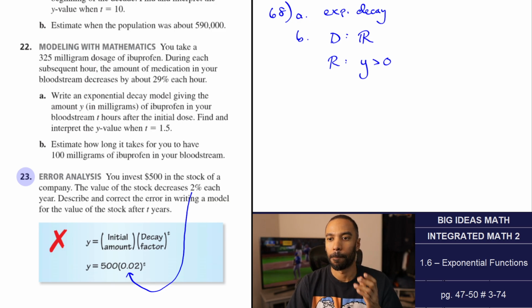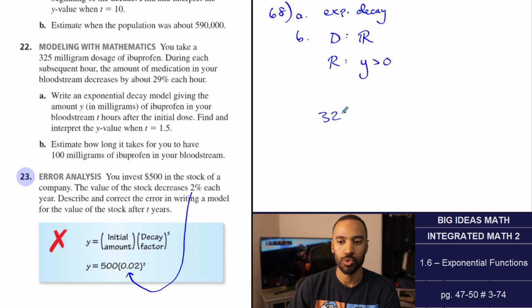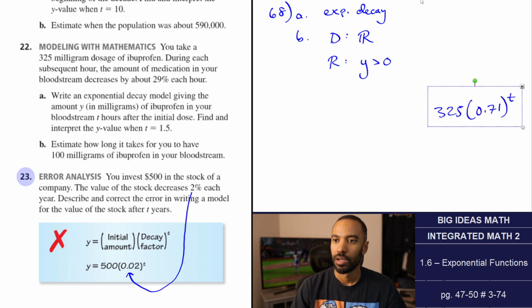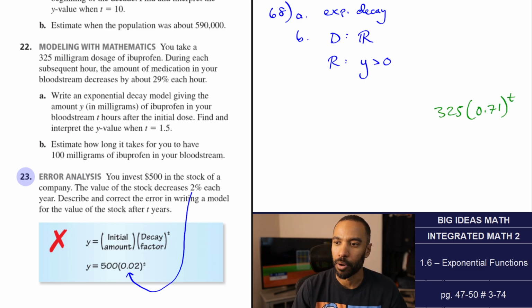So we wrote 325, sorry, let me first write this. We wrote 325 times, if it's a 29% decrease, then I'll say 0.71 to the t power. So let's keep that in mind for this problem here. And there are two of them, so we have to do it for both of them.